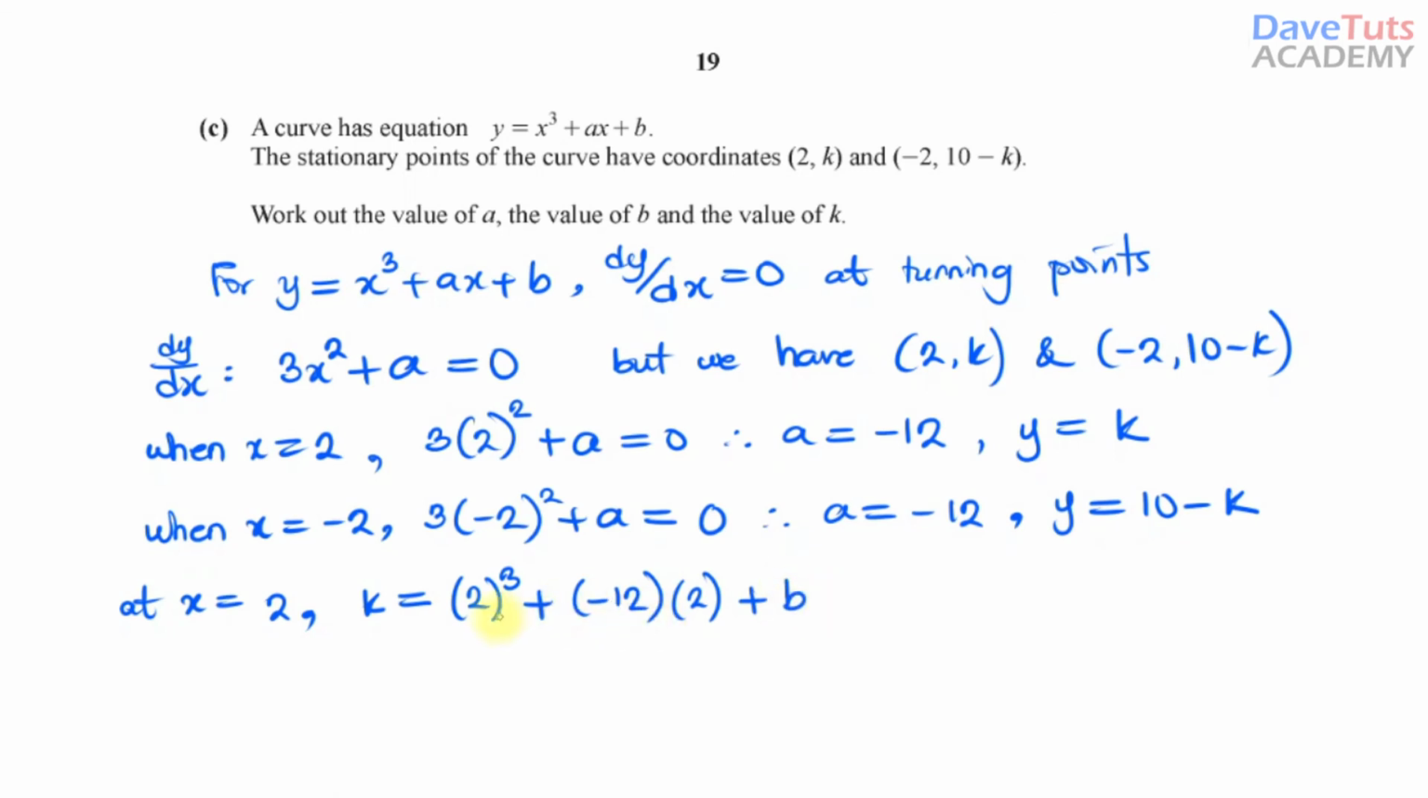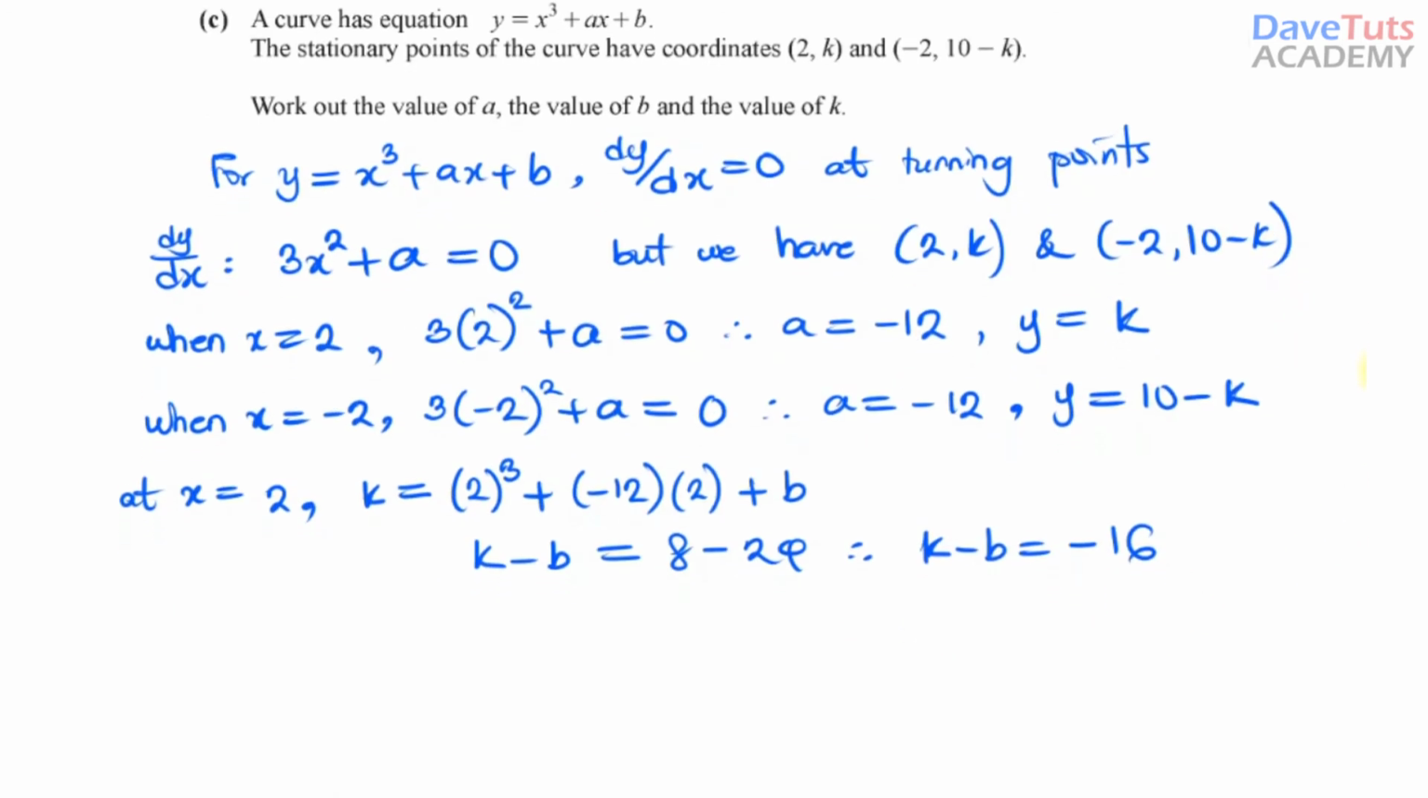Okay, let's say we collect like terms. So we have k minus b is equal to 2 raised to power 3 is 8. So we have it as 8. Then minus 12 times 2 is 24. So here we have it that k minus b is equal to 8 minus 24 is minus 16. All right, let's still keep that equation.